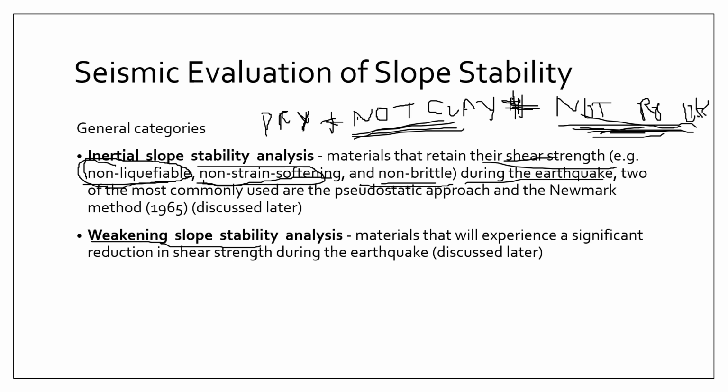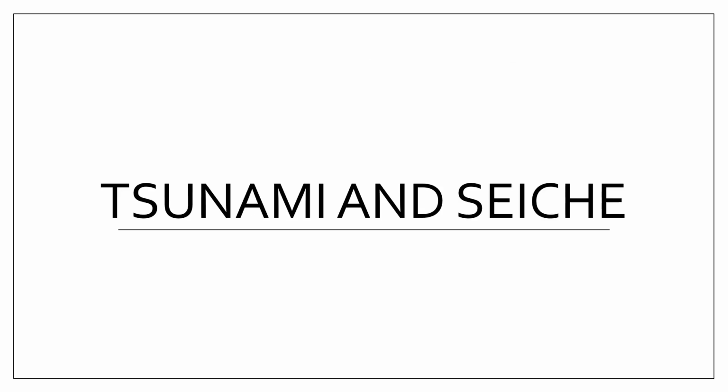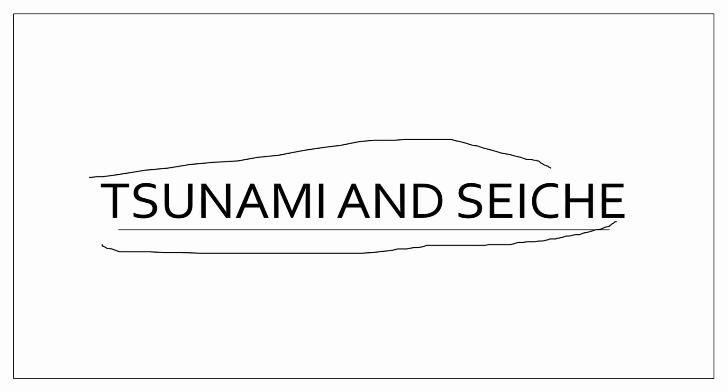Now for weakening slope stability analysis, this is an analysis that will actually account for the reduction in shear strength during the earthquake, and we will be discussing that later on. All right, so for the next topic, let's discuss the tsunami and seiches.